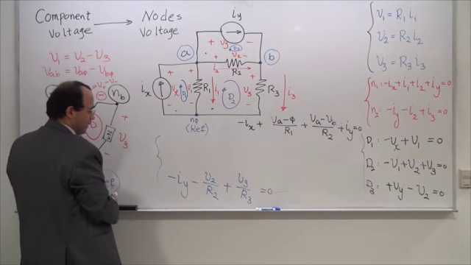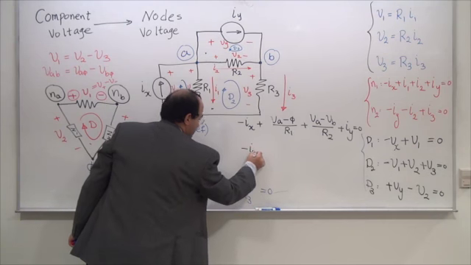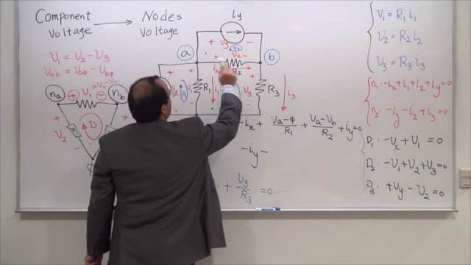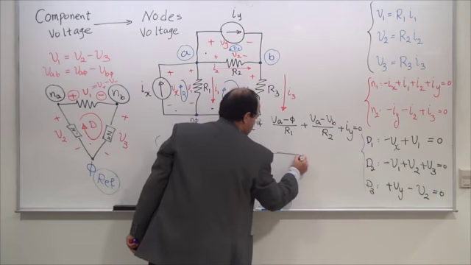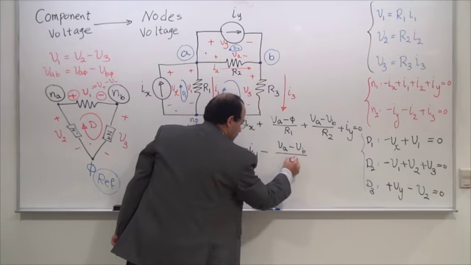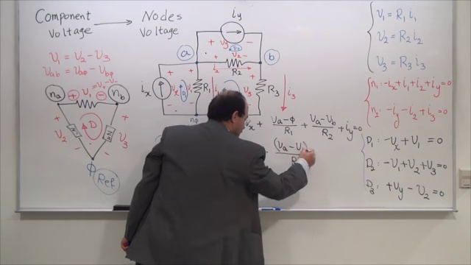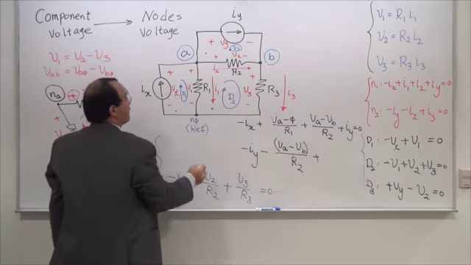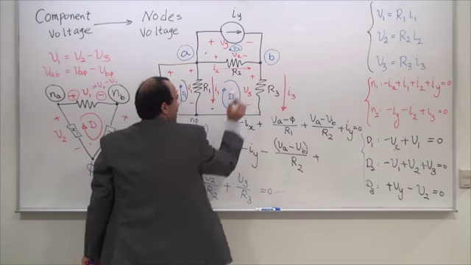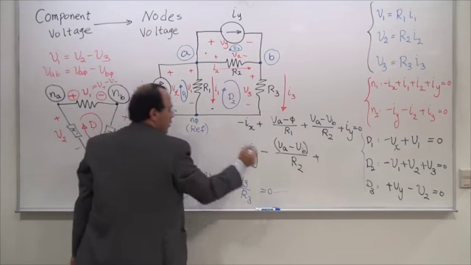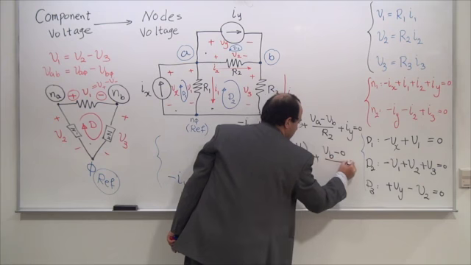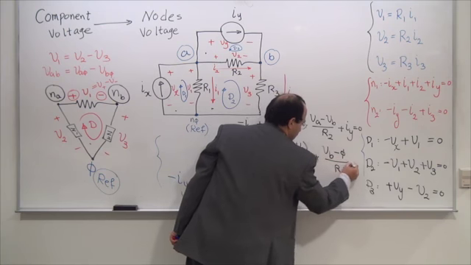Let's take a look at the second one. Minus Iy minus V2. V2 is the plus side minus the minus side, A minus B divided by R2. I want to put this in a bracket for safety reasons. V3 is B in respect to the ground. V3 is plus side that is attached to B, minus side is attached to 0. So V3 is going to be VB minus 0 divided by R3 as equal to 0.